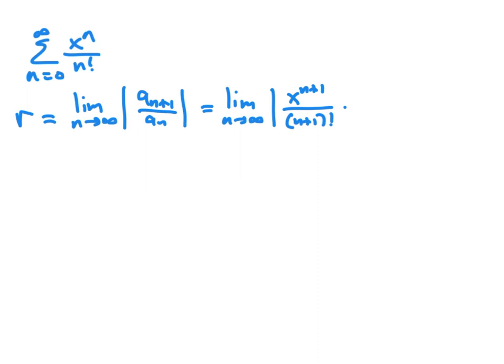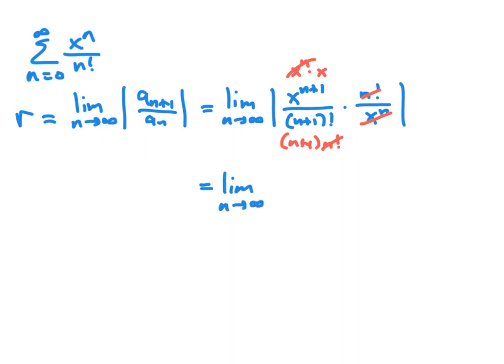And then we'll multiply it by the reciprocal of our nth term, which will be n factorial over x to the n. And here, x to the n plus 1 can be rewritten as x to the n times x, and n plus 1 factorial can be rewritten as n plus 1 times n factorial. And so we get some cancellations here with the x to the n's and the n factorials. And so we have the limit as n approaches infinity of the absolute value of x in the numerator and n plus 1 in the denominator.